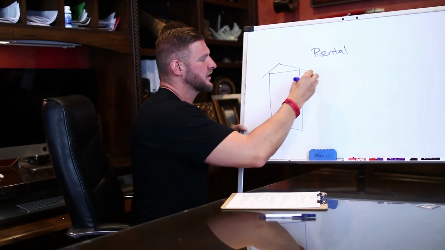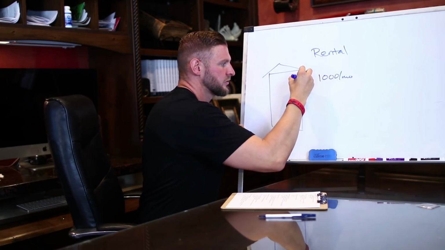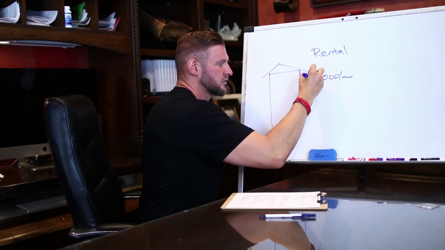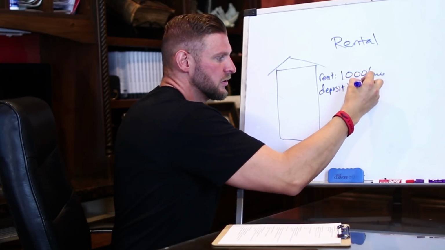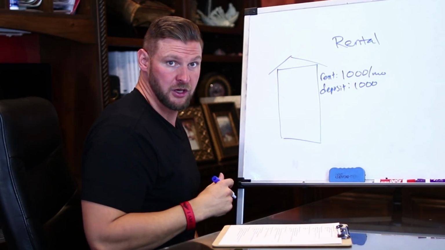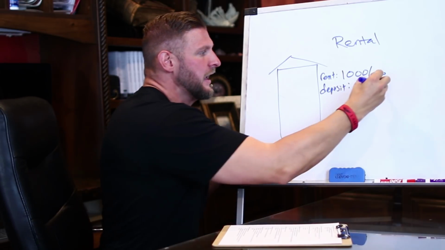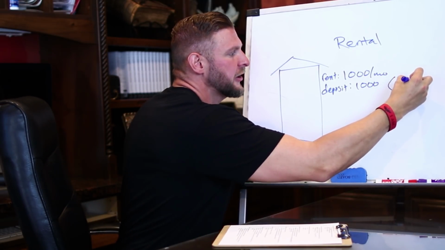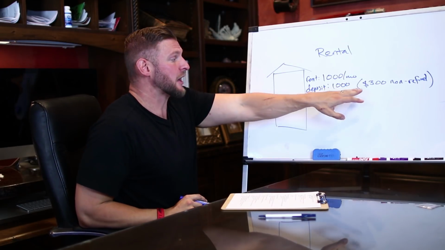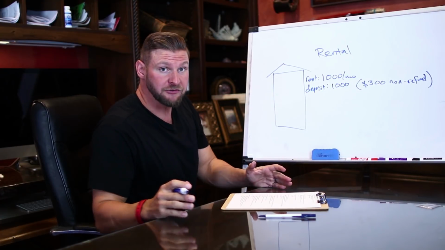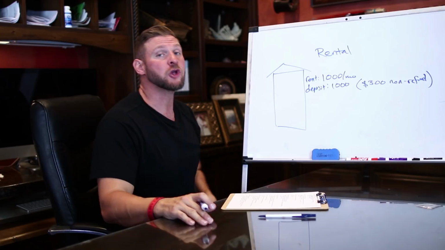So let's just say that it's $1,000 a month to be able to rent this house. That's what my rent is. And let's just say that my deposit is also $1,000. So I'm going to put my first month's rent down of $1,000. I'm going to put my deposit of $1,000. And let's just say that $300 of it is non-refundable. Here's what that means. No matter what, that $300 is mine. But a year later, if they move out and they keep the house in good, clean condition, the other $700 would go back to them.